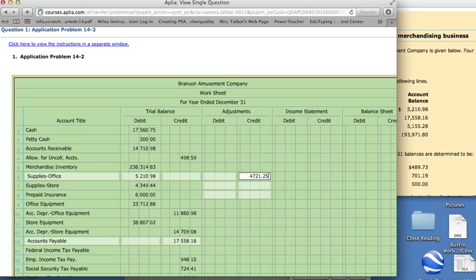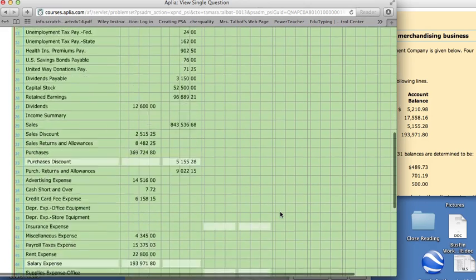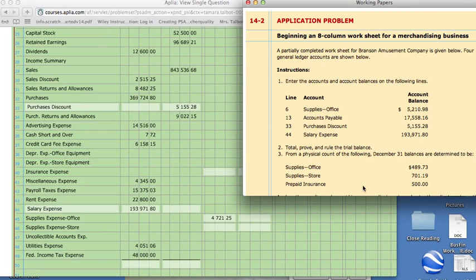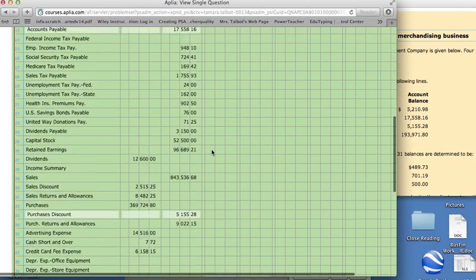And we also need to debit an account. I'm just going to copy it. Come down and find our supplies expense office, and we will debit that amount. Another adjusting entry we have is supply store for $701.19.